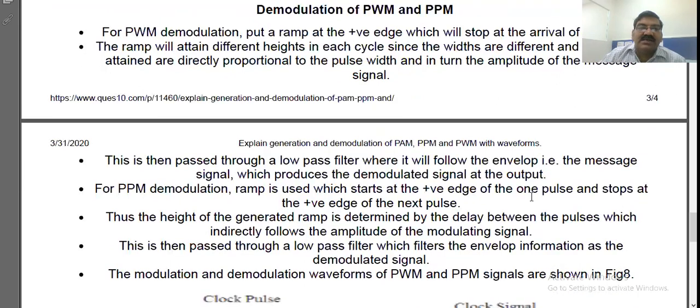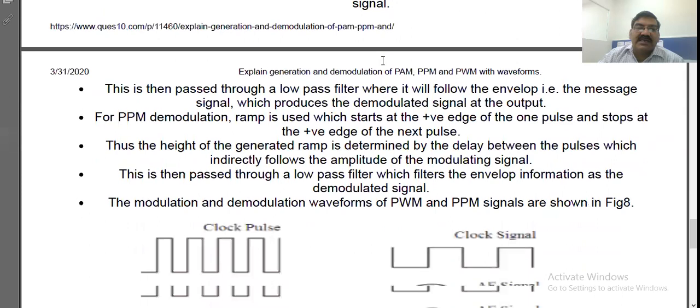So we will check here. For the pulse width demodulation, put a ramp at the positive edge, which will stop at the arrival of the negative edge. The ramp will attain different heights in each cycle, since the widths are different. The heights attained are directly proportional to the pulse width, and in turn to the amplitude of the message signal. So the ramp reference we are taking is the same here.